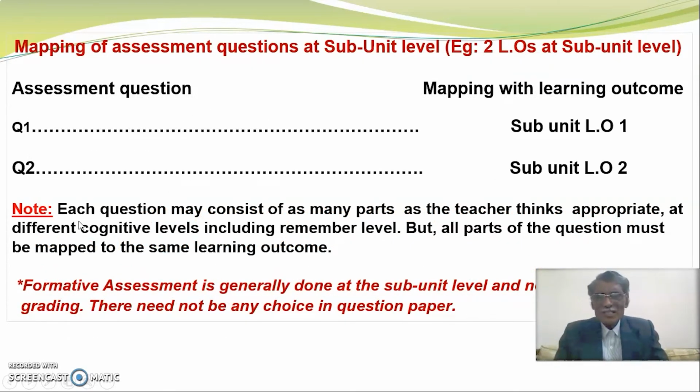Now let us see the mapping of assessment questions at subunit level. Let us assume that there are two LOs at subunit level. Therefore, there should be two questions. Question 1, mapping with subunit level learning outcome 1. Question 2, mapping with subunit LO 2. Each question may consist of as many parts as the teacher thinks appropriate, 2 parts, 3 parts even, at different cognitive levels, including remember level. But all the parts of the question must be mapped with the same learning outcome.